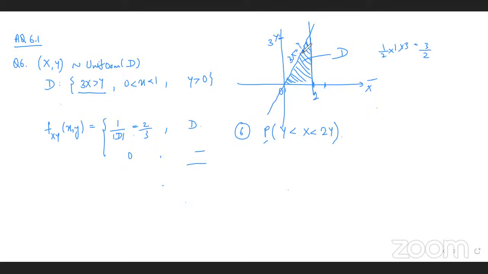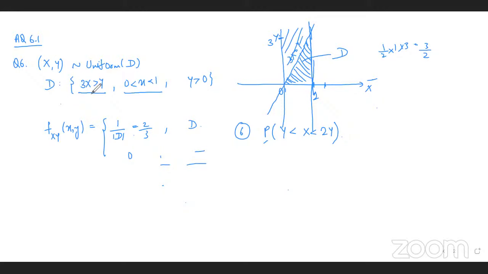Ma'am, the area which is under the line, is that 3x greater than y? How do you find that concretely? Okay, so first, x lies between 0 to 1. So first I take x lying between 0 to 1. Now, y should be greater than 0, so it should be in the first quadrant, the line that you see here. So mostly this region I'm interested in.